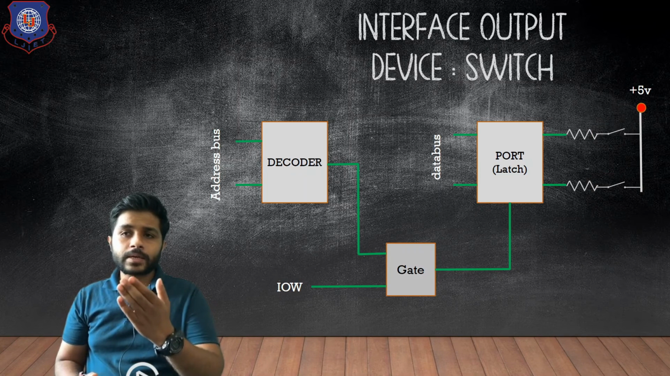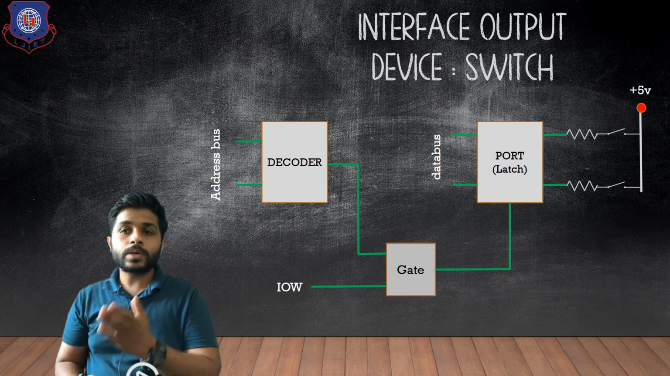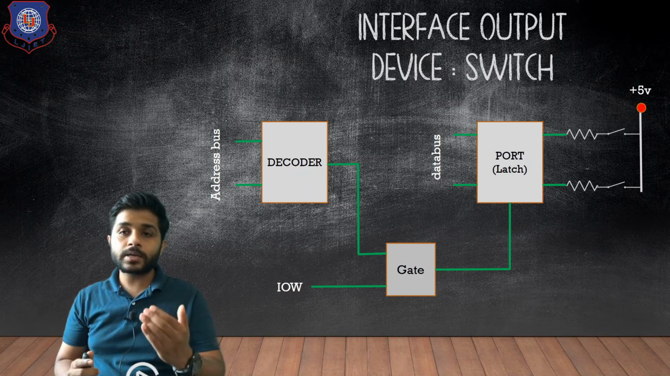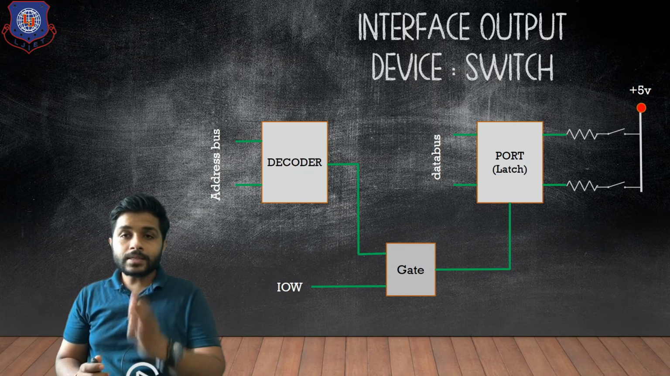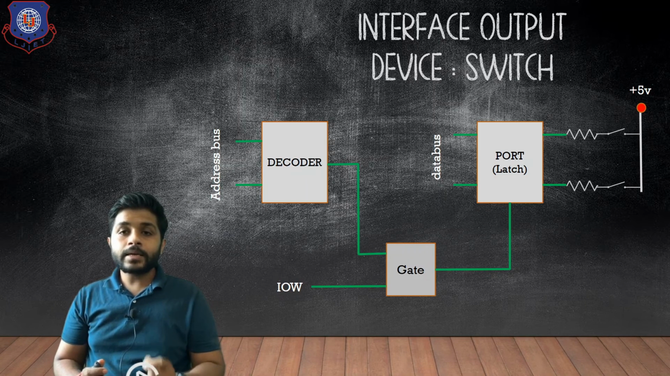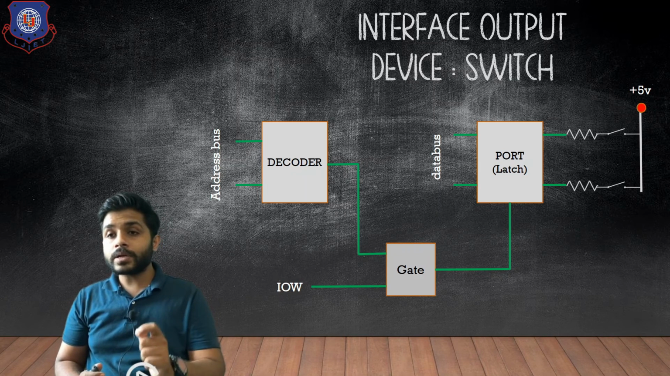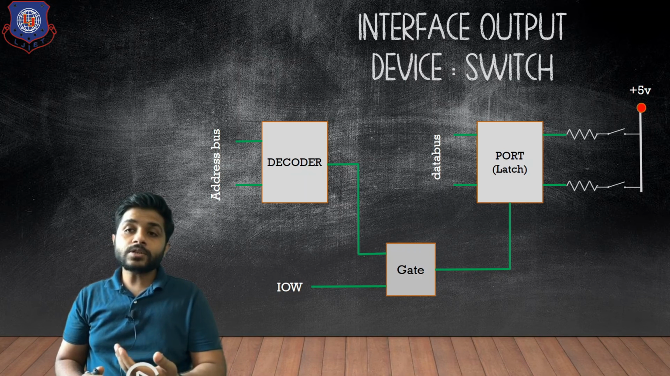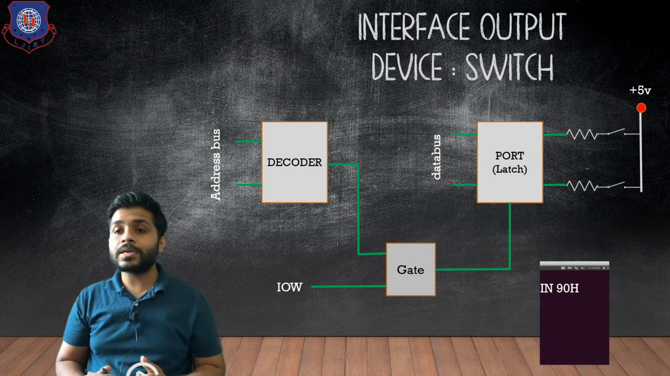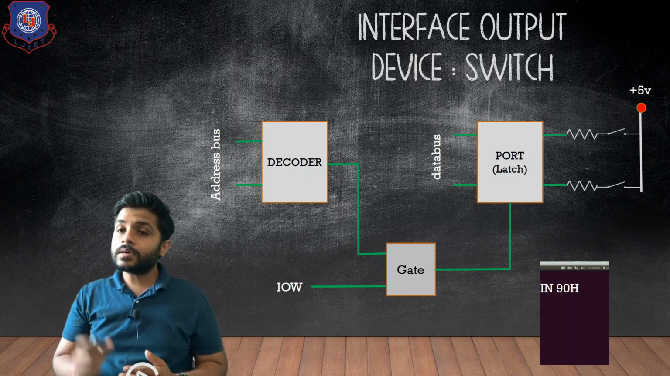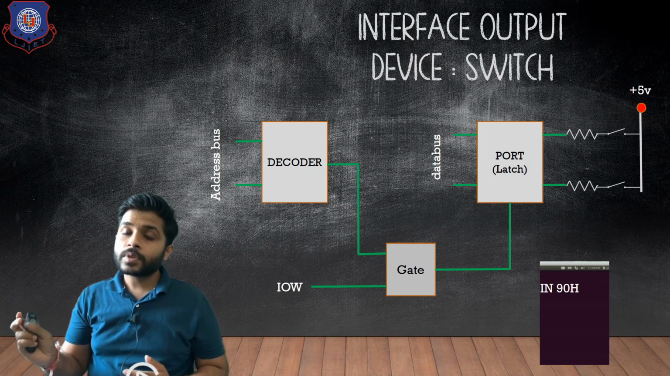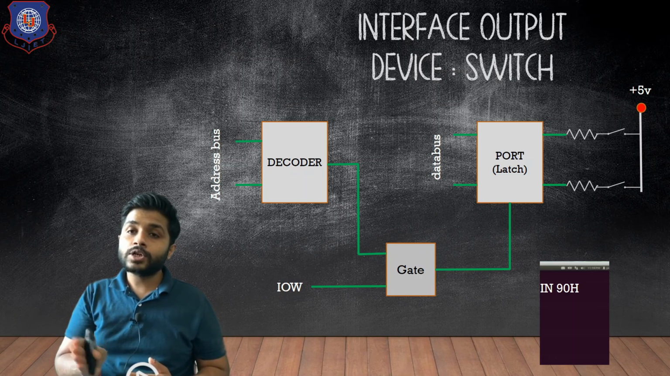You can see that we have connected an input device, which is a switch, with the port. One part of the switch is connected to 5 volts and another part is connected to the port. So in this example, you can clearly see that the control signal is changed from IO write to IO read and the port is changed from latch to buffer. Now if I want to read the status of the switch, I have to use the instruction IN 90H. When the instruction IN 90H is executed, the status of all the switches will be read and transferred using the data bus to the accumulator.